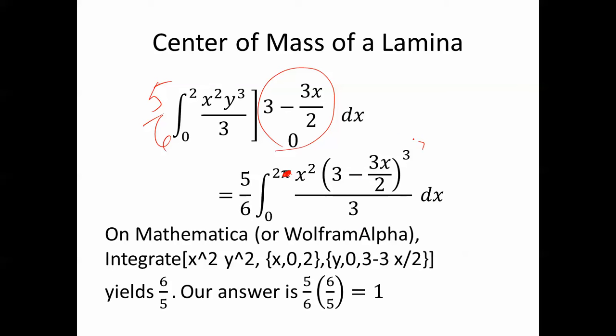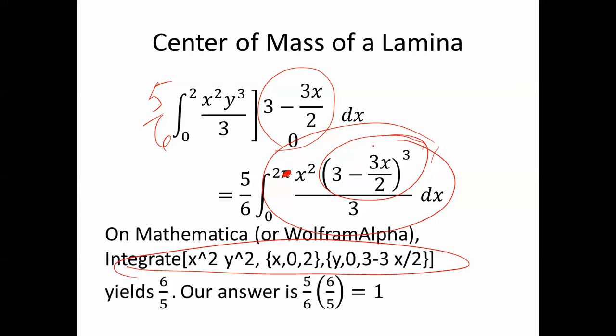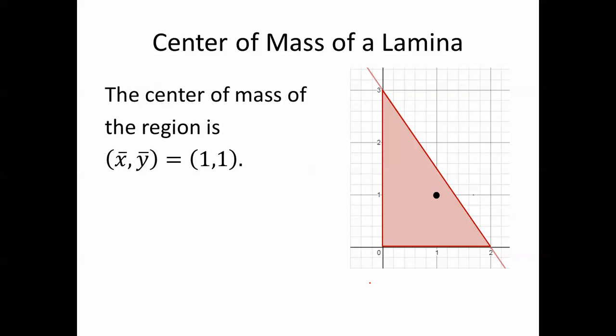Holy cow, do you want to multiply out 3 minus 3x over 2 cubed? I don't want to. So we're just going to use Mathematica. On Mathematica, or Wolfram Alpha, if we integrate this function, we get 6/5. It's amazing how this 6/5 keeps cropping up. So our answer is going to be 5/6 times this integral, which also turns out to be 6/5. In other words, 1. So that means the center of mass of this region, x bar, y bar, is 1, 1. And there it is.